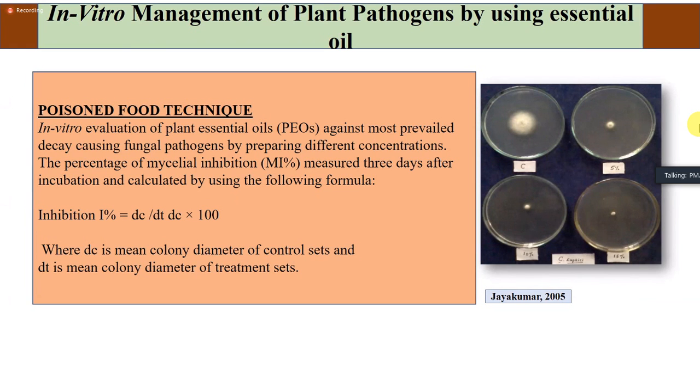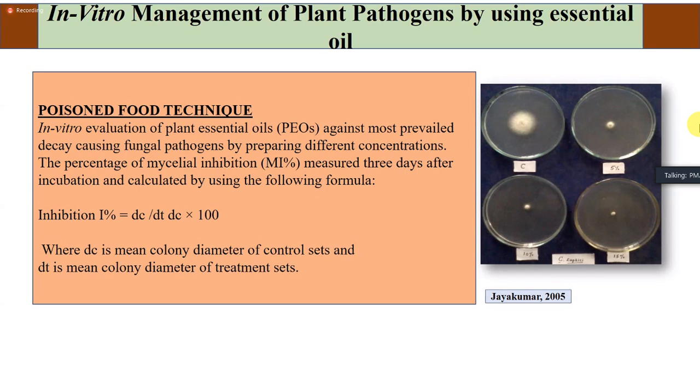I also mentioned that not all essential oils have antifungal activity. So after screening the essential oil, we will be able to use it against the plant pathogen. In literature, there are so many methods available for managing the disease in vitro, but in our lab we are using the poison food technique, the in vitro evaluation of plant essential oil against the most prevalent decay-causing fungal pathogens by preparing different concentrations.